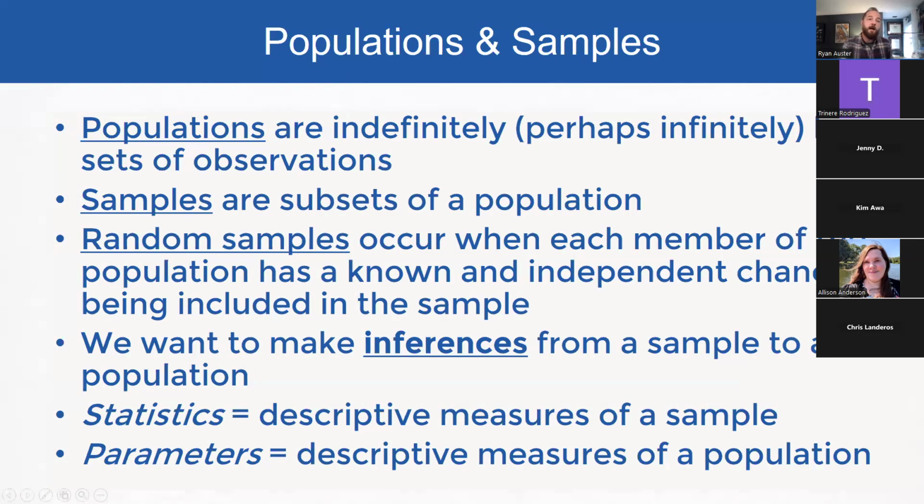Now, for populations and samples, the population, as I already mentioned, is indefinitely or perhaps infinitely large, and samples are subsets of that. The random sampling process is very important, and I'm going to talk about this again in 2 slides. But the random sample, as you know, comes from our data collection method when each member of the population has a known and independent chance of being included in the sample. And again, inferential testing comes from our opportunity to take advantage of the sample of data we have and apply it to the population.